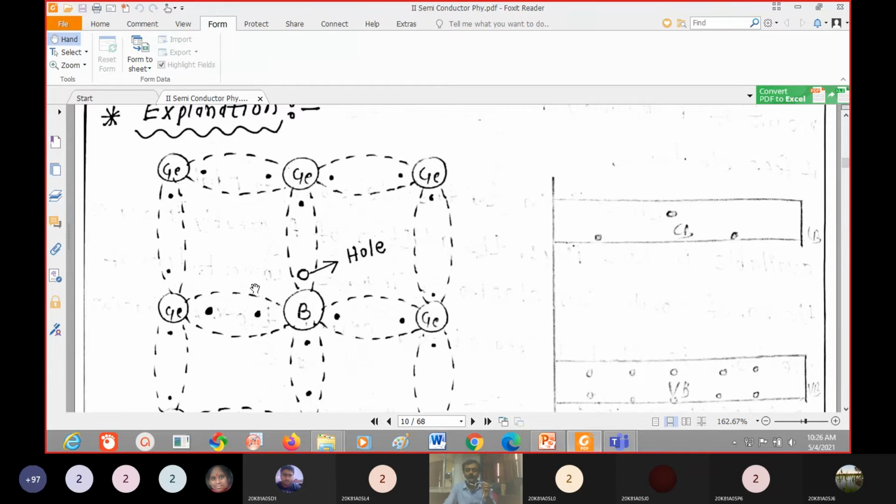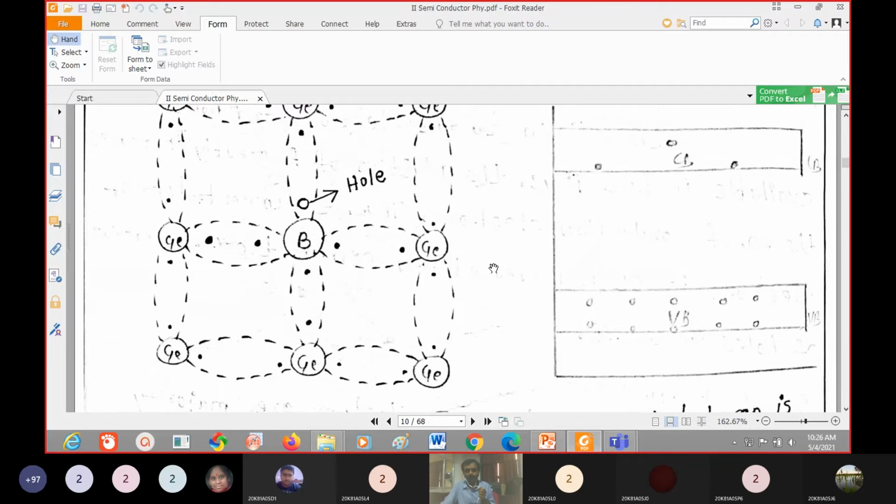So holes will move inside the material. Due to the motion of the holes, conduction takes place. Conduction takes place in the case of P-type semiconductors. Okay, understood?